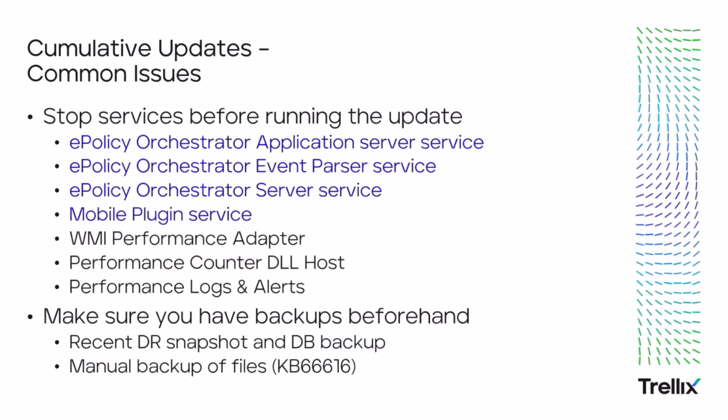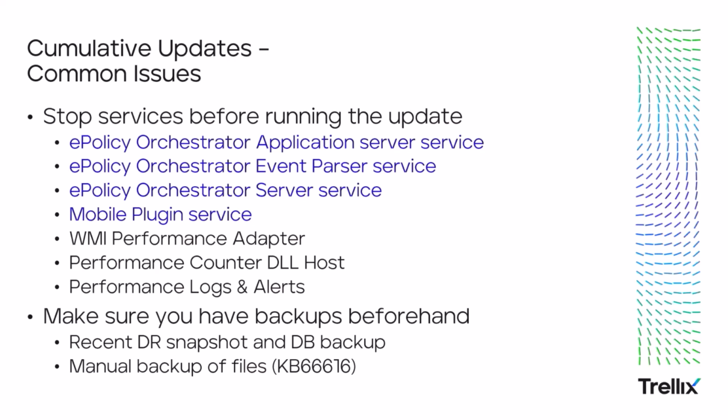I just want to point out some of the things that I mentioned before. Stop services before running the update. You'll see the 4 services in blue here. Those are our services, the services that are installed when you install EPO. Then the performance monitor services under that: WMI performance adapter, performance counter DLL host, and performance logs and alerts. All 3 of those services could potentially be started. Stop them all before running an update, and also stop our own services before running an update.